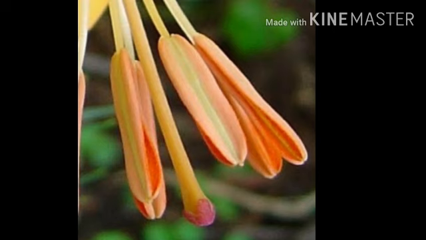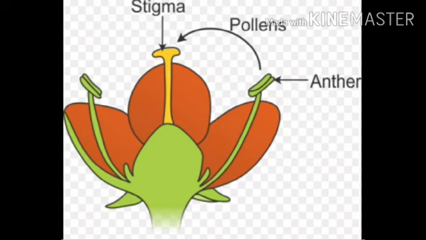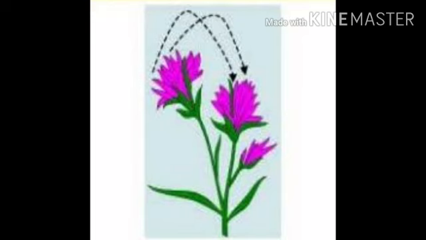Now what is self-pollination? When the pollen grains from the anther of one flower fall on the stigma of the same flower or of another flower present on the same plant, the process is called self-pollination. Self-pollination is commonly seen in pea flowers. It is also seen in wheat, barley, rice, oats, tomatoes, etc.